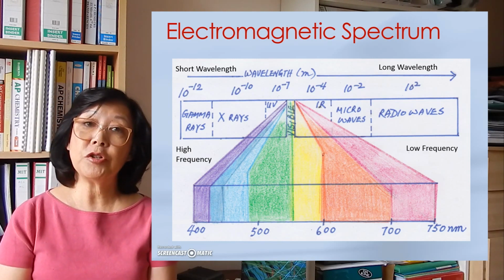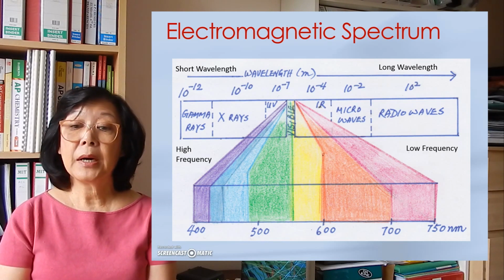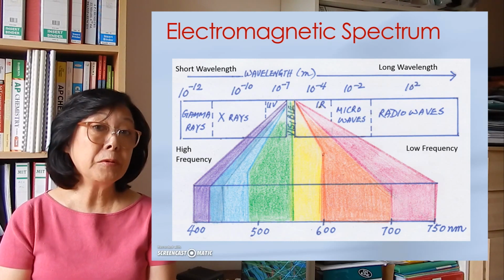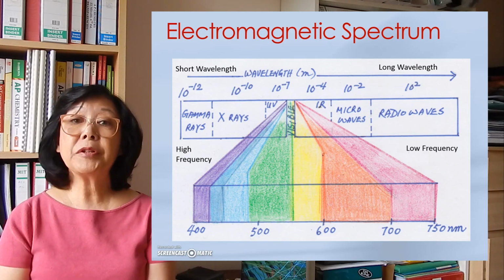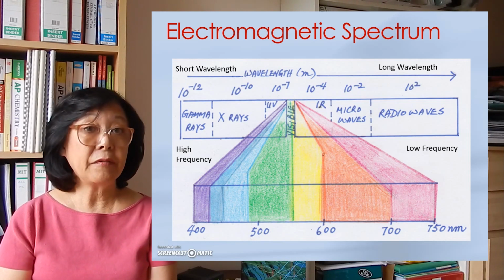In the visible region, we go through ROY G. BIV: red, orange, yellow, green, blue, indigo, violet, with the red color light being longer in wavelength than the violet light.